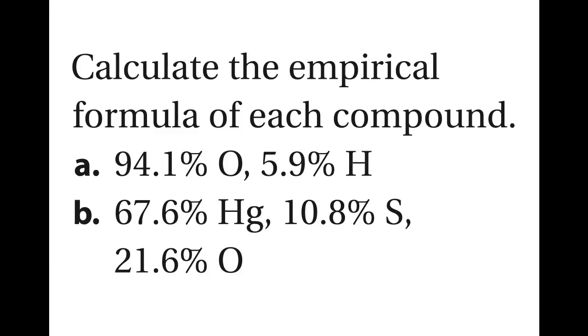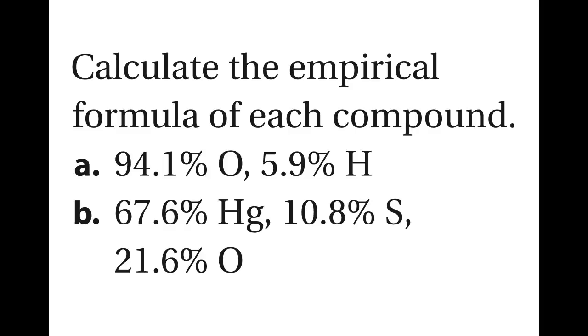Good? So the first thing that you should do is turn that percentage into a gram unit, because you can turn that gram unit into the mole unit that we do need for the empirical formula. So the first thing that you need to do is take 94.1% and turn that into grams. So it's going to turn into 94.1 grams of oxygen, and that 5.9% of hydrogen will now be 5.9 grams of hydrogen.